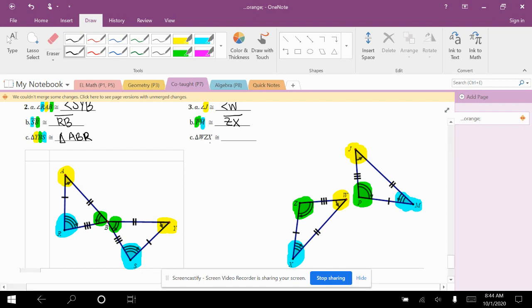Triangle WZX. W is yellow, Z is green, and X is blue. In the other triangle, J is yellow, P is green, and M is blue. So triangle WZX is congruent to triangle JPM.